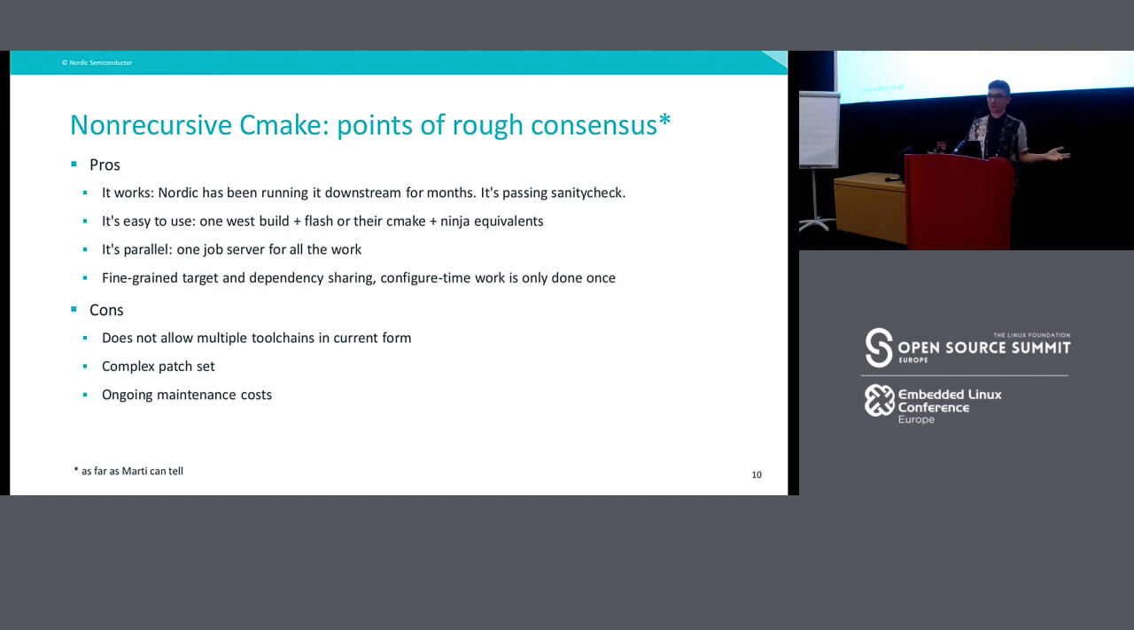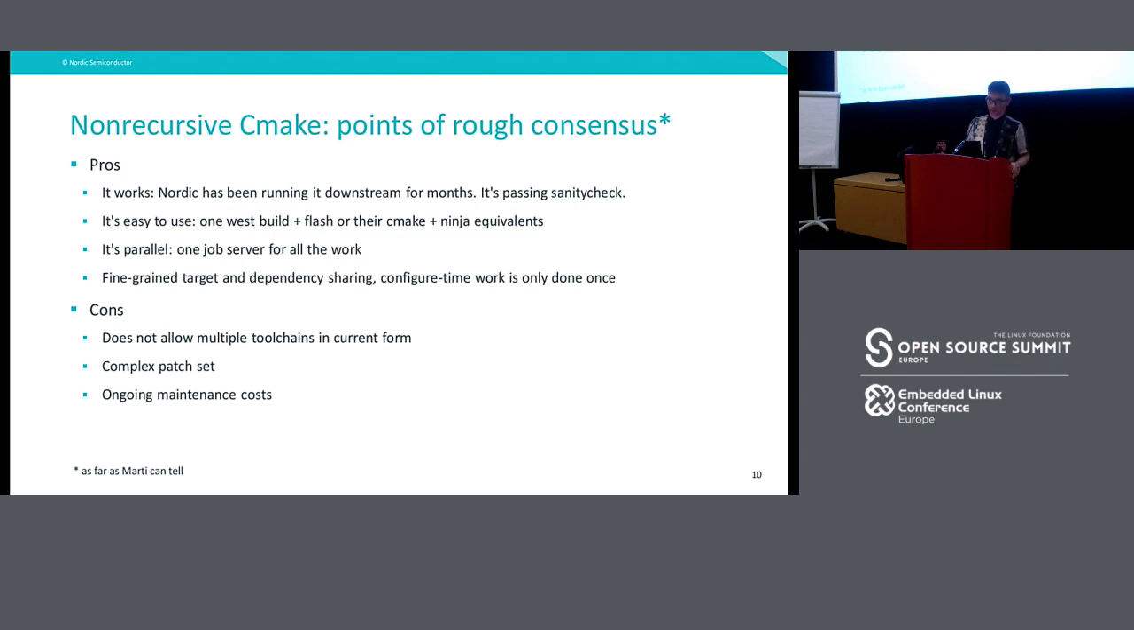It does solve the performance problems, right? It's one big build system. That means there's only one job server. And since the dependencies are tracked properly, different linker steps can be performed in parallel. The fine-grained target and dependency sharing and configure time work is only done once, by definition, because there's only one build system, right? That's what CMake does. That's its purpose.